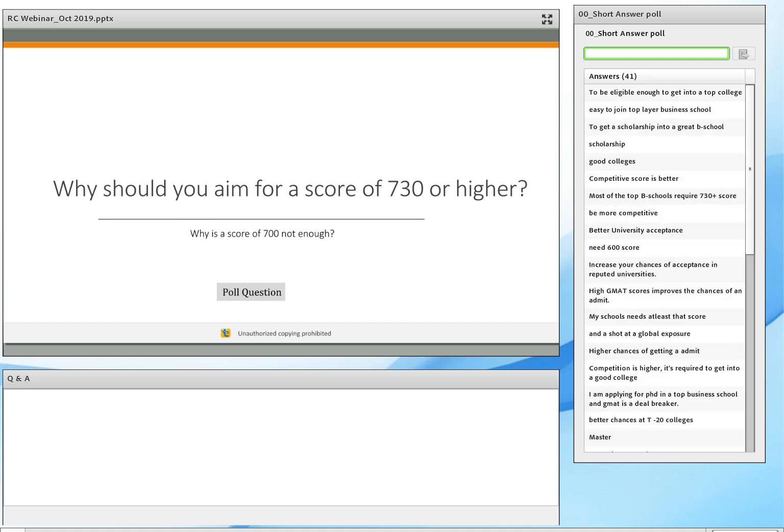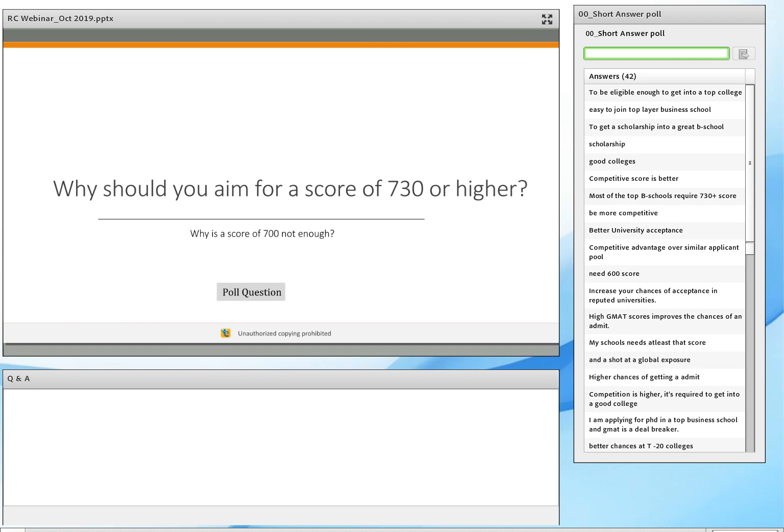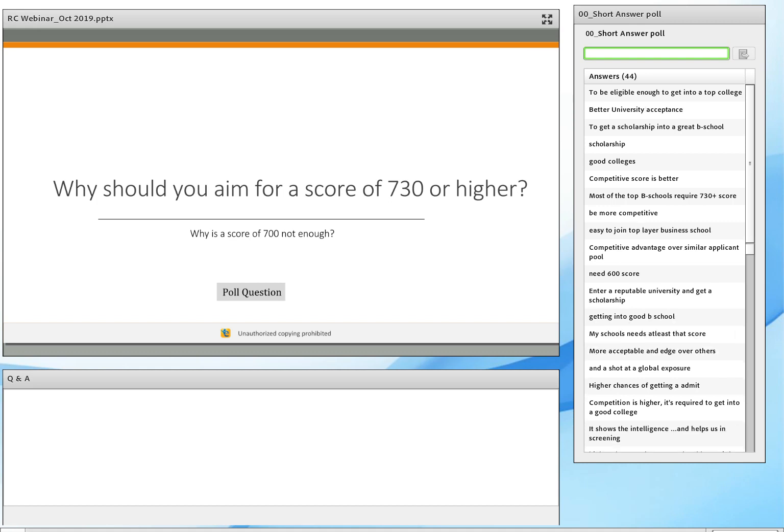40, all right. To be eligible to get into a top college, to join top business schools, for scholarships, to be more competitive. If you're an Indian, you need that score of 700 or higher. Okay, all really good for better ROI. All really good reasons. And what I'm going to do is briefly present, not in detail, 3 reasons why you should aim for it.